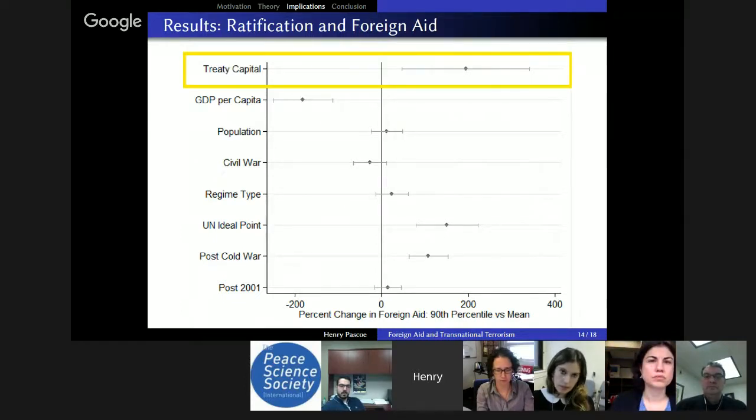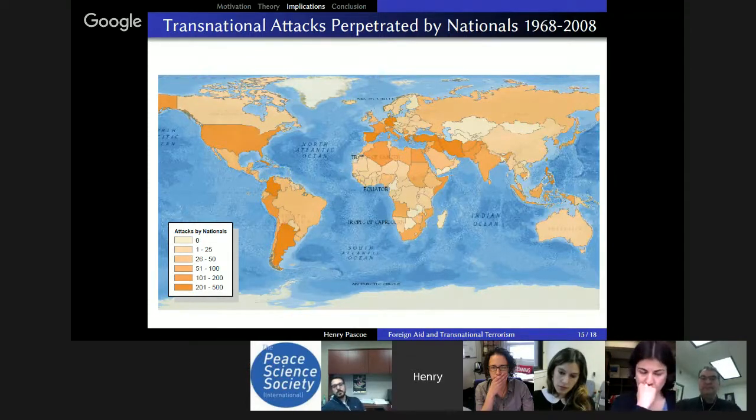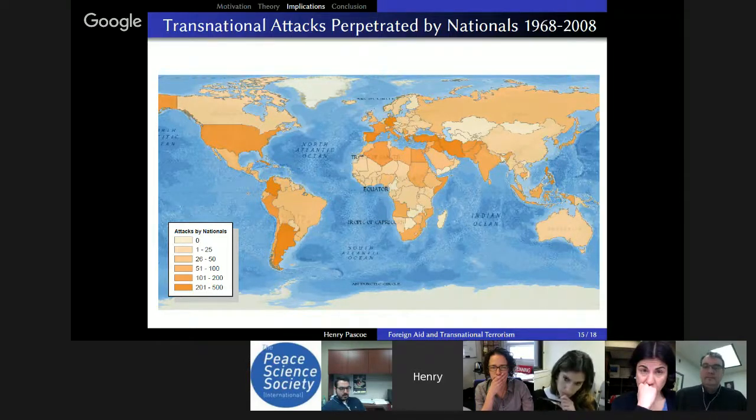Now we'll turn to hypothesis 2, which is that ratification of agreements should make foreign aid more effective at reducing attacks. So the dependent variable here is the number of transnational attacks perpetrated by a country's nationals. This map shows this variable as the number of attacks by each country's nationals in my data set. And you can see there's wide cross-country variation, and there's also quite a lot of variation within country over time.